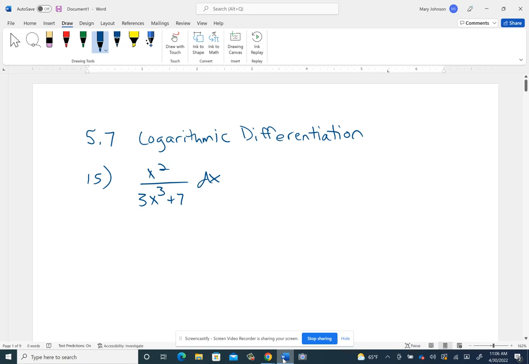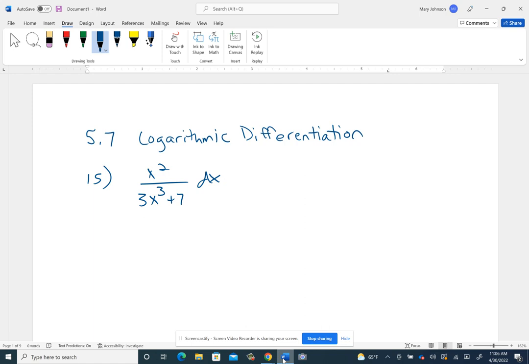All right, let's look at section 5.7, logarithmic differentiation. So these are when you're working with integrals that wind up in their answer having natural log. All right, so there were a couple of problems on the test that required it.